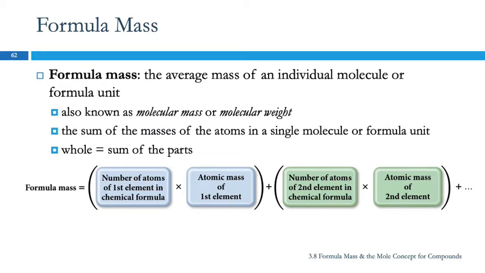And it's not hard to calculate. We just look at what elements are in there, how much do they weigh, those numbers are on the periodic table, how many atoms of each thing are there. So the number of atoms of the first element, and then you multiply by what the atomic mass is. And then you add the number of atoms of the second element times its mass. And you just keep going if there's more than two.